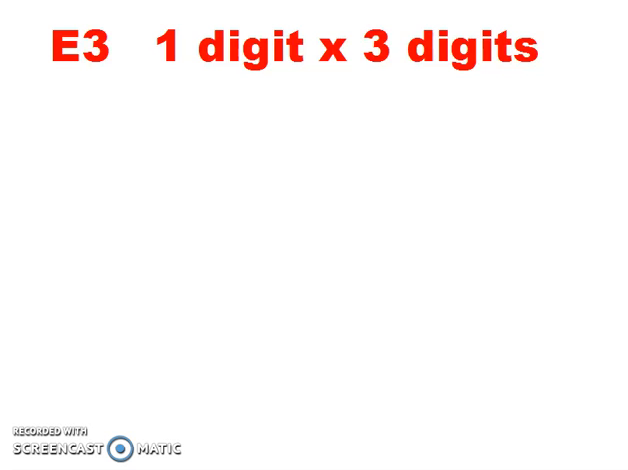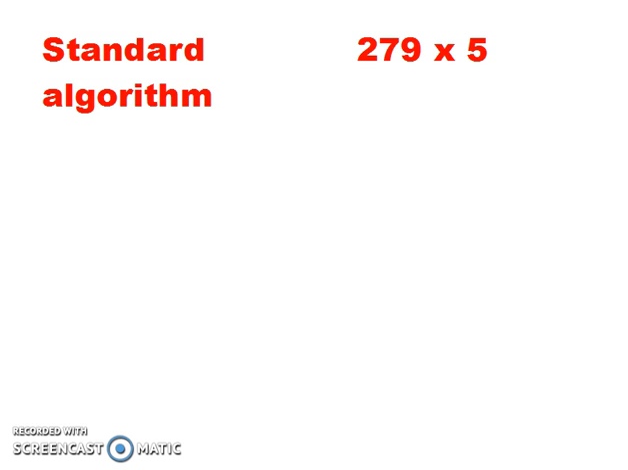Okay, this is video E3. In this video, I'm going to show you the standard algorithm and the lattice method for doing a 1-digit times 3-digit problem. So let's start with the standard algorithm. This is the one that you probably learned if you were a parent when you went to school. 279 times 5.